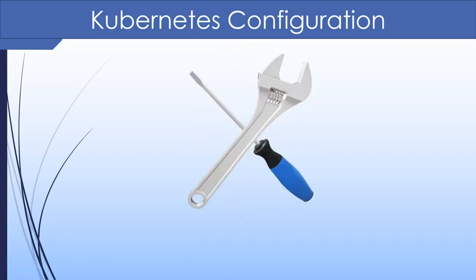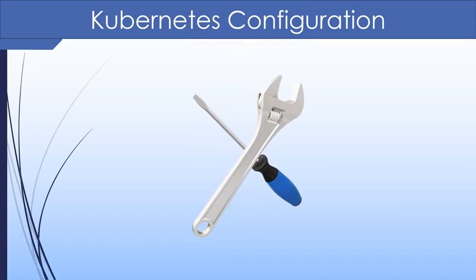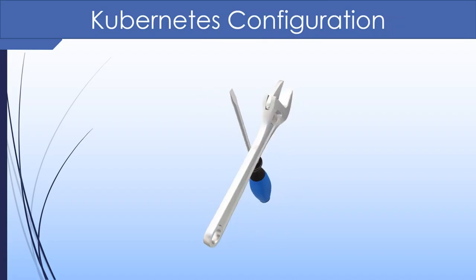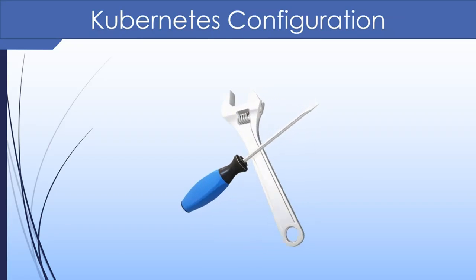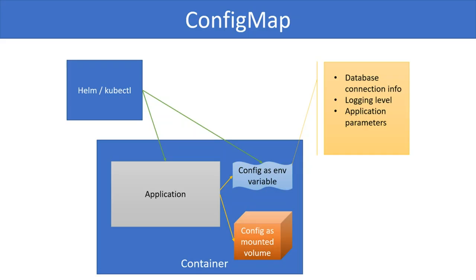Config maps are used to provide most of the configuration information to Kubernetes, except for sensitive information which is provided through secrets. We will look at secrets in the next video. There are two ways to consume configuration information by an application. The first is by passing the configuration info as environment variables in a pod. In this case, the config map needs to be created before the application is deployed. Changes to the configuration are not reflected in the pod unless the pod is restarted.